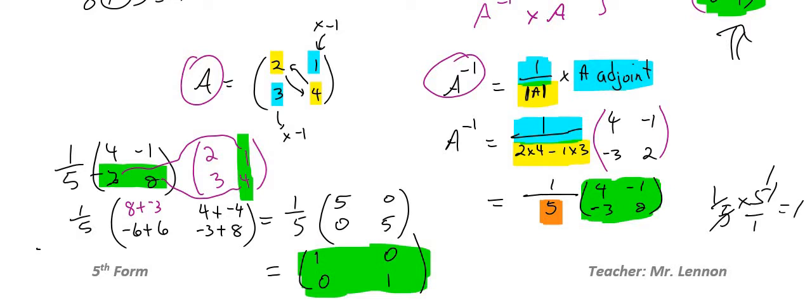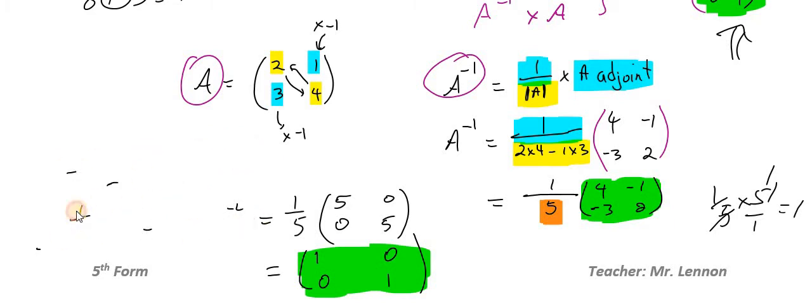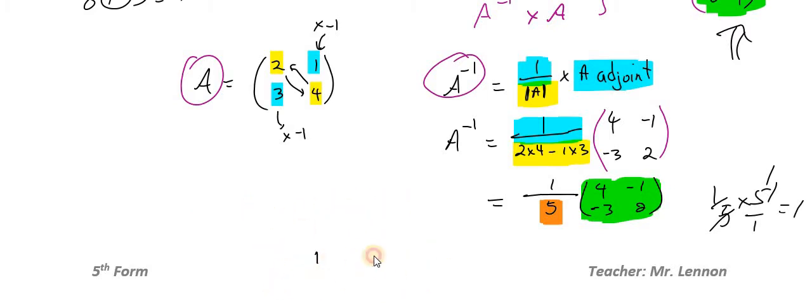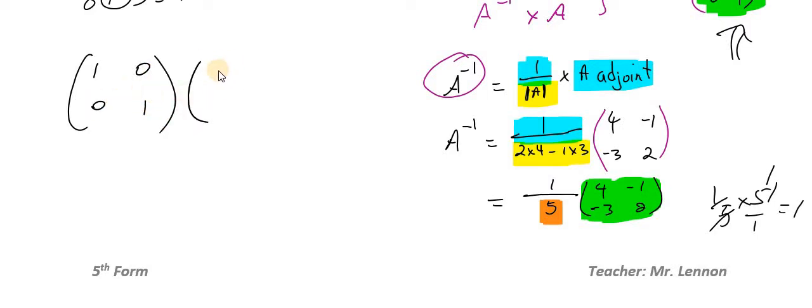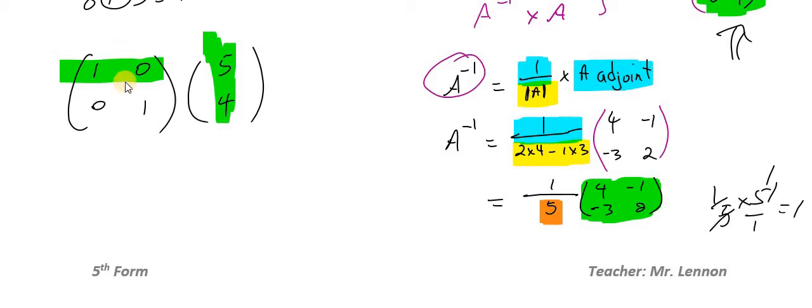Alright, so there's a second part that you need to understand as well. Now you understand that A times inverse gives you the identity matrix. What about the identity matrix? When you multiply the identity matrix by another matrix, what do you end up with? Let's try that. Let's see what happens when we multiply the identity matrix 1, 0, 0, 1 by another matrix, let's say 5, 4. We're going to multiply row by column. This is another principle you need to understand.